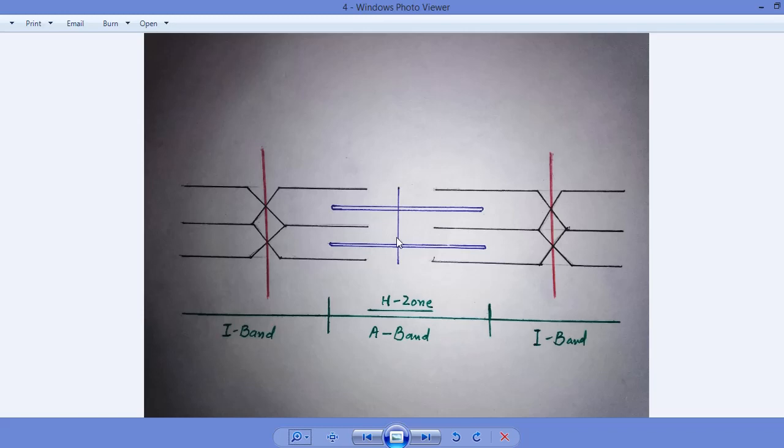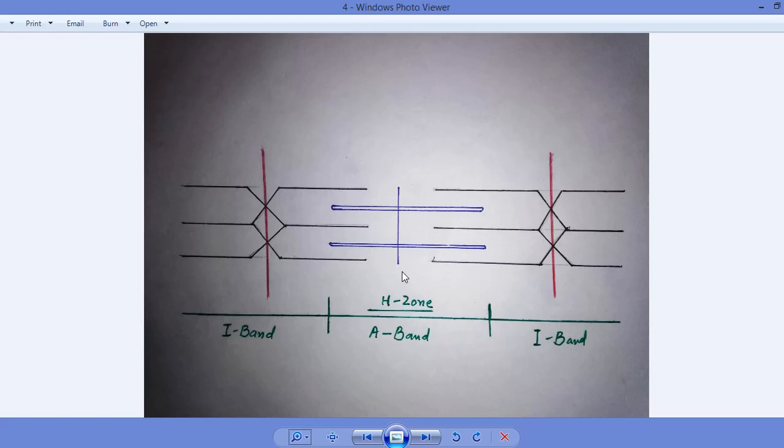The M line is the attachment site of what? The M line is the attachment site of the myosin filament. The attachment site of myosin filament gives the M line. Now the H zone. This is the H zone. This area shows the H zone in which at the mid the M line is there.